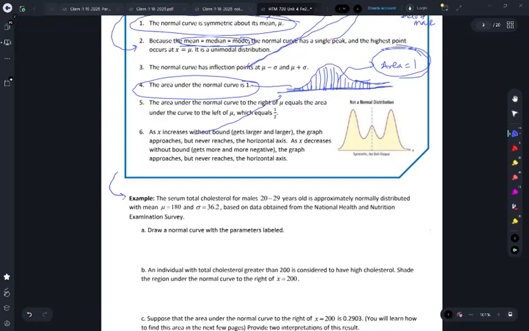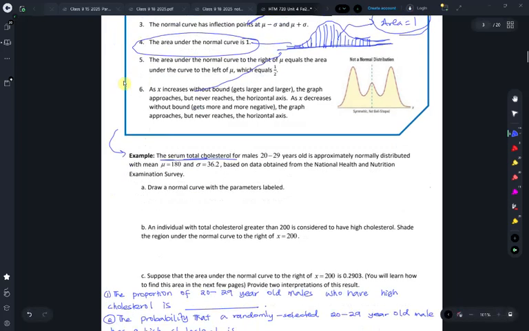Let's take another illustration here, or another example here. In this context, we're interested in the serum total cholesterol for males who are 20 to 29 years old.